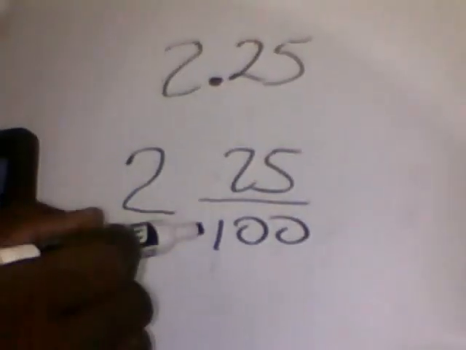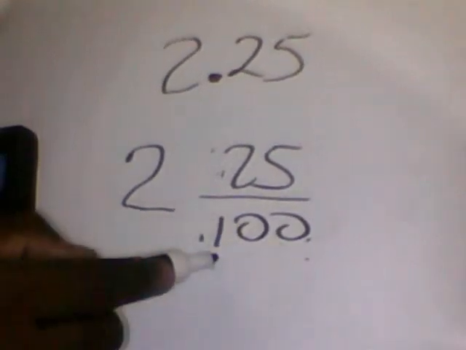Let's try another example. What if I had, say, 2.25? Now, I have my 2 again. How many decimal places? 2 zeros, put a 25. Now this 25 over 100 can be written in a lower term once the denominator is divisible by the numerator, then you can go ahead and divide. Now 25 into itself goes one time, 25 into 100 goes 4 times. So our answer is 2 1/4. Very good.